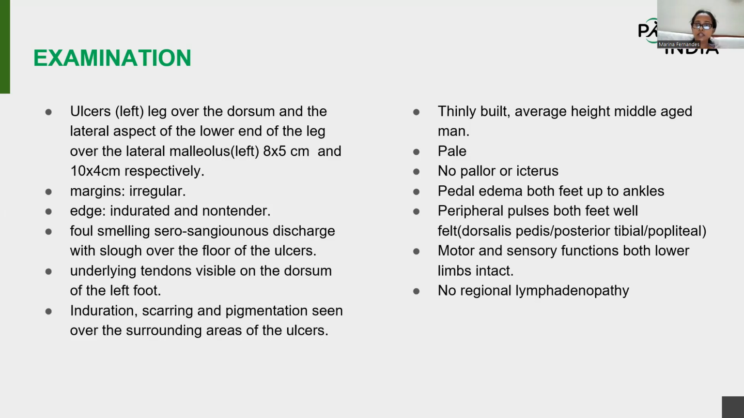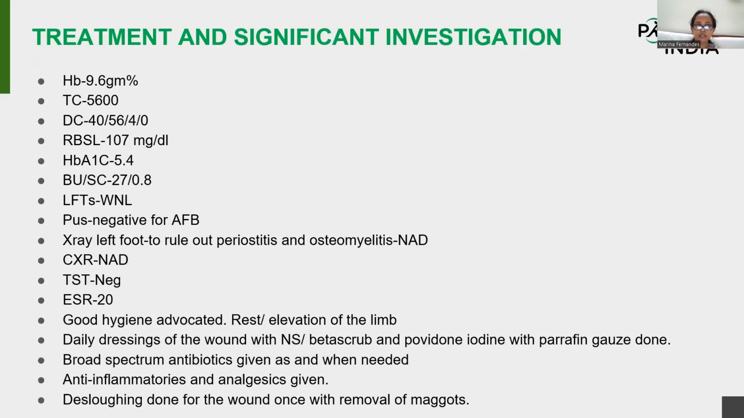He was an average-height, thinly built man, pale. There was icterus. There was pedal edema of both feet up to the ankles. Peripheral pulses were well felt in both feet. Motor and sensory functions of both lower limbs were intact. No regional lymphadenopathy. Next, please.